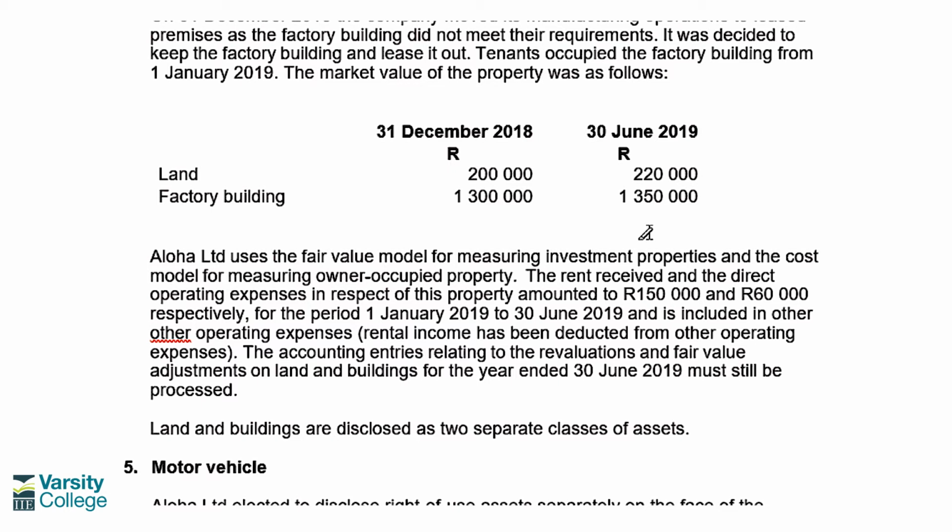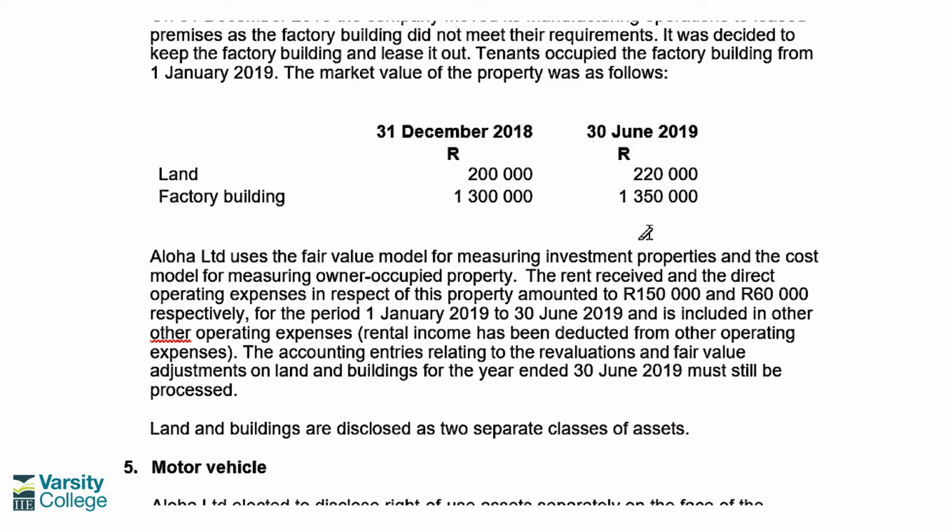Rent received and direct operating expenses amounted to 150 and 60 respectively for Jan 2019 to June 2019, and it's included in other operating expenses. Now that information there is just for your PBT note disclosure. Remember, if you have investment property, any expenses incurred must be disclosed, either as expenses for property rented out or as expenses for property not rented out. In this instance, the property was rented out, so we'll disclose it as direct operating expenses for IP rented out.